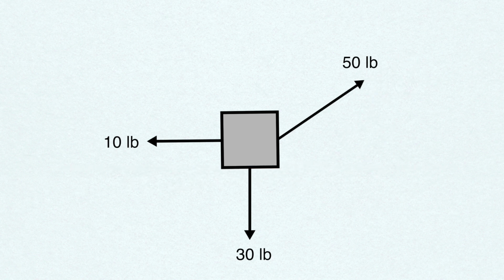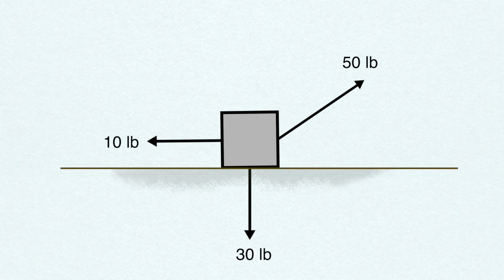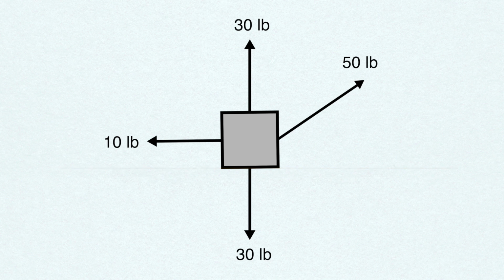And since the object is exerting 30 pounds of force down onto the floor, the floor is then going to exert 30 pounds back up onto the object, which is called the normal force. Then this would be pretty much generally an example of what we would call a free body diagram.